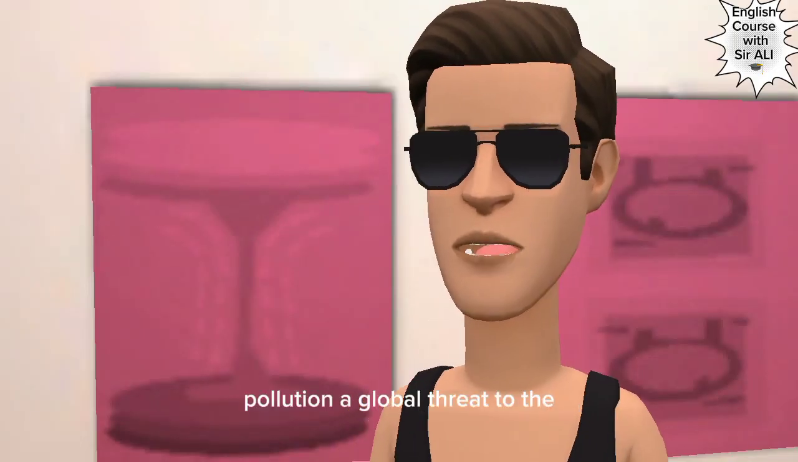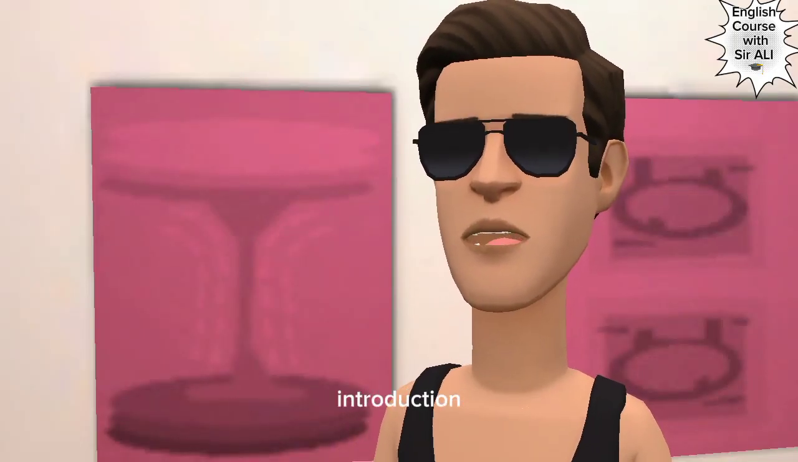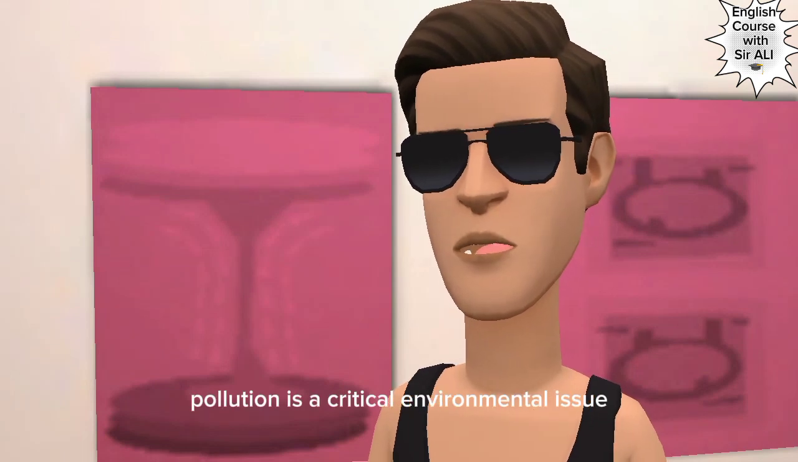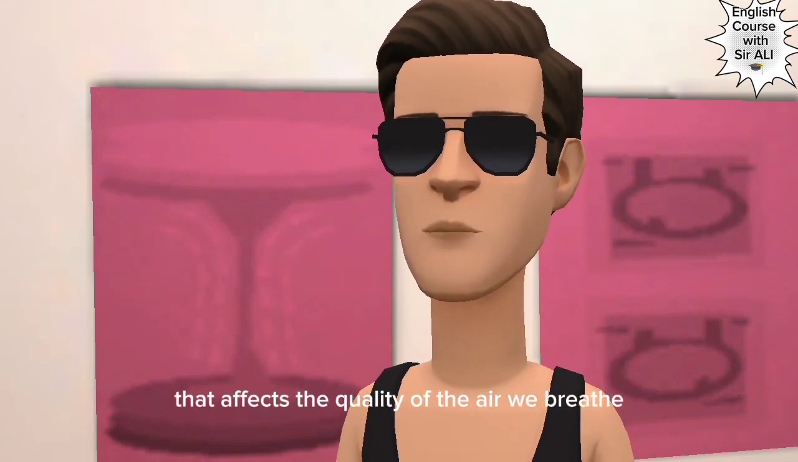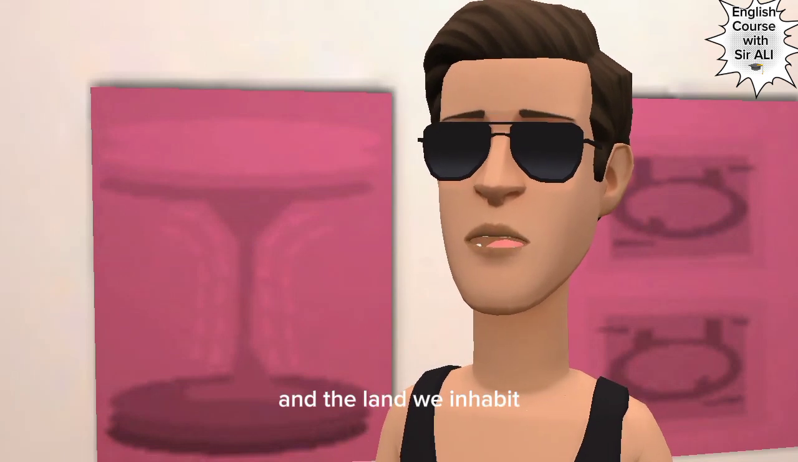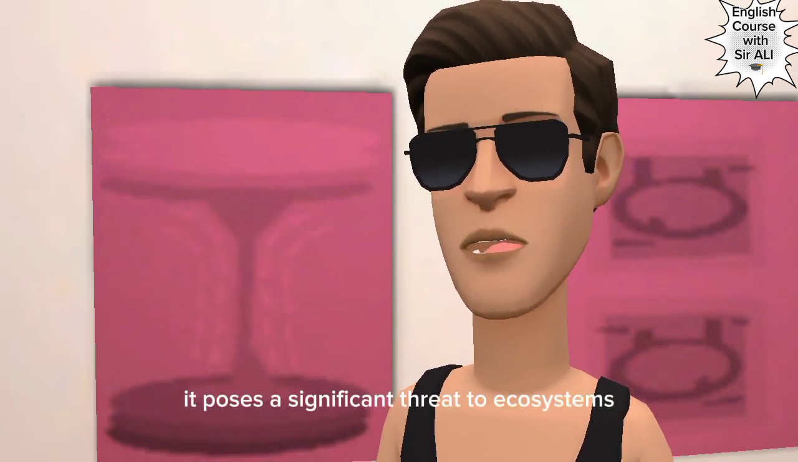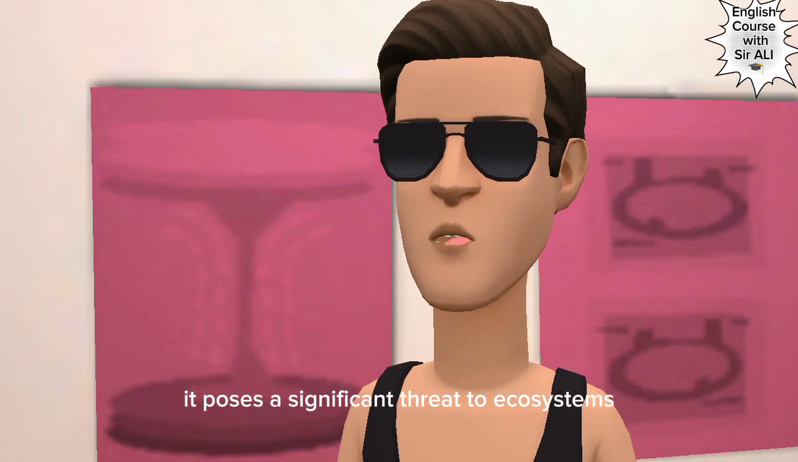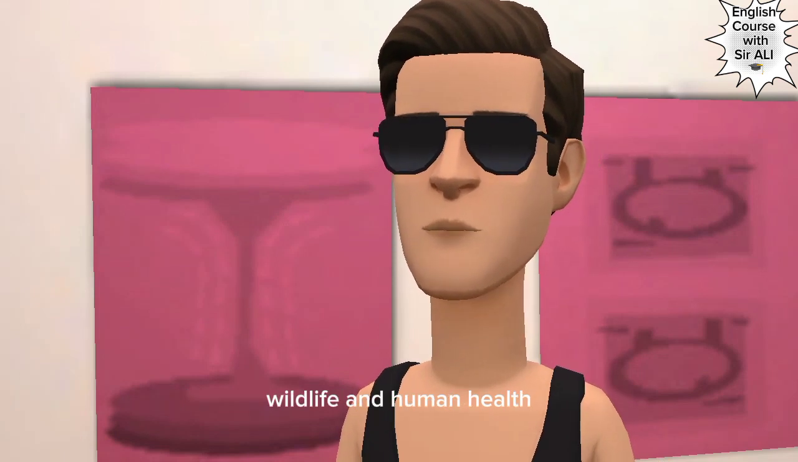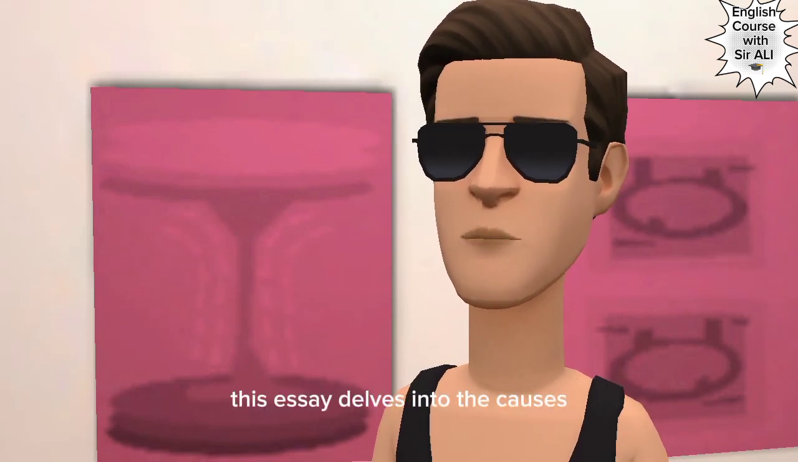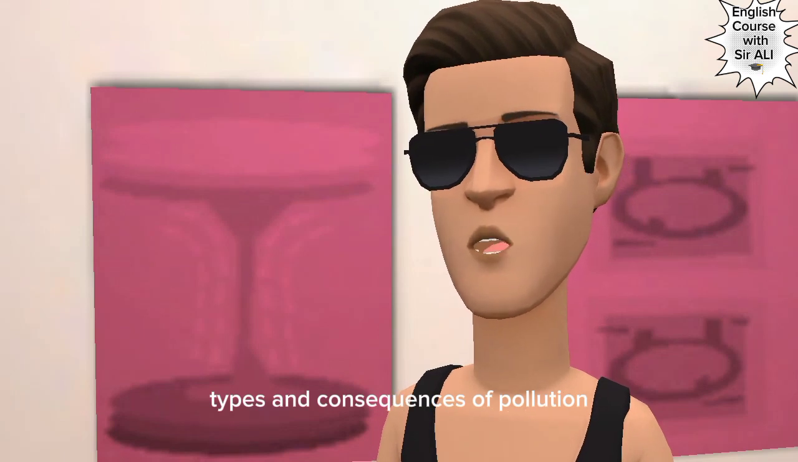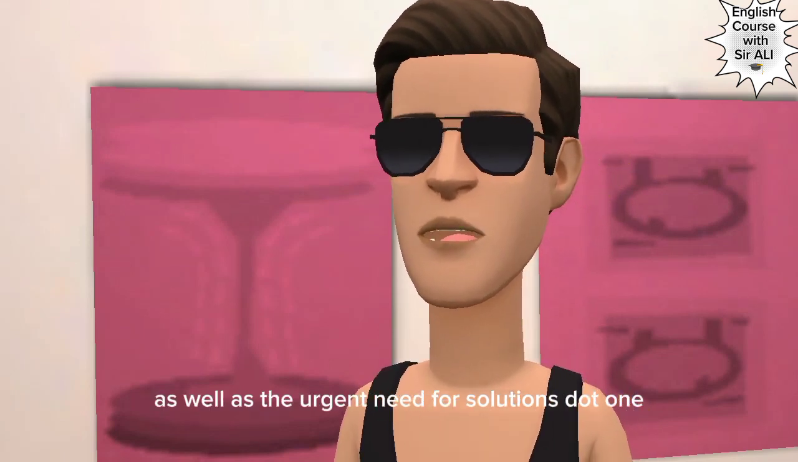Pollution, a global threat to the environment and human health. Introduction. Pollution is a critical environmental issue that affects the quality of the air we breathe, the water we drink, and the land we inhabit. It poses a significant threat to ecosystems, wildlife, and human health. This essay delves into the causes, types, and consequences of pollution, as well as the urgent need for solutions.